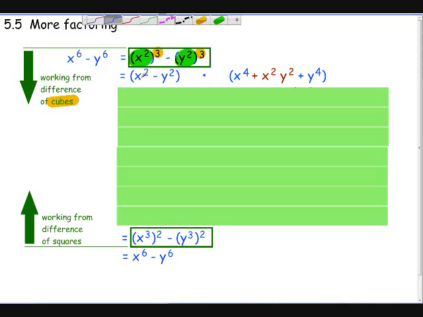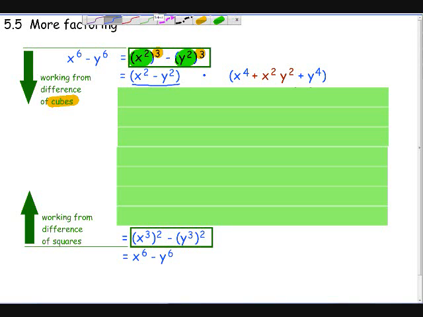So this comes down, and this comes down. That's our binomial. And then we have a trinomial. We've taken our x squared and squared it. Then we say x squared times y squared with a plus. Then we take our y squared and square it. Looking okay, is it?